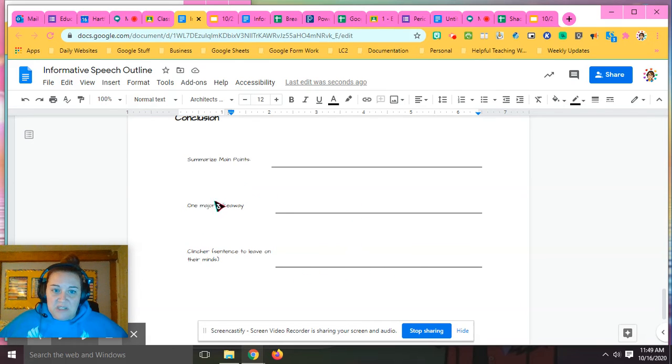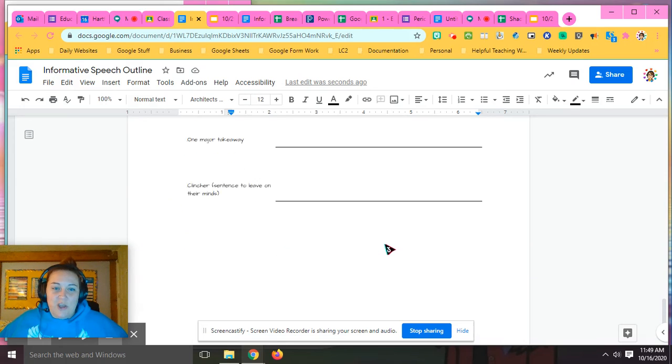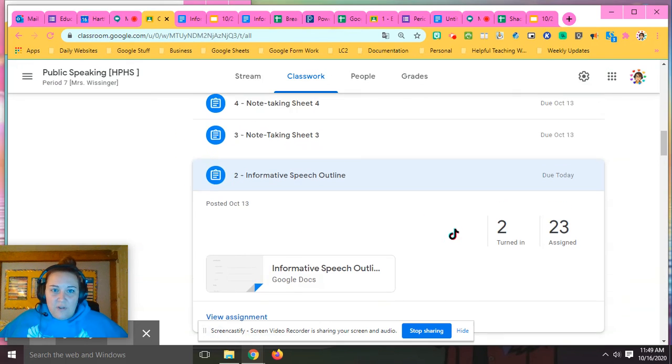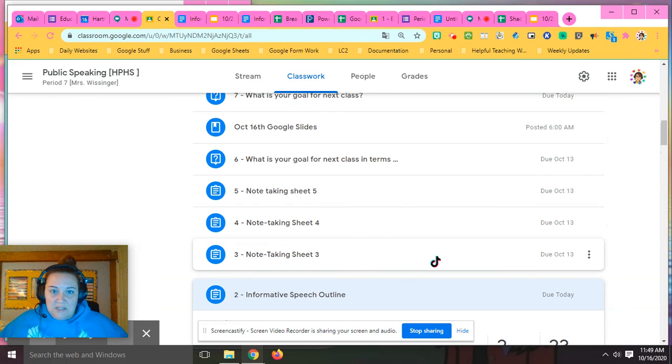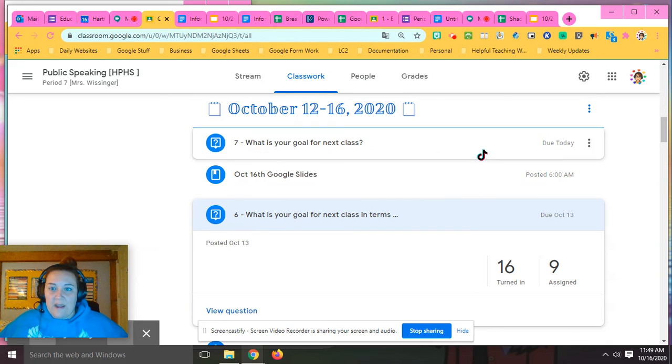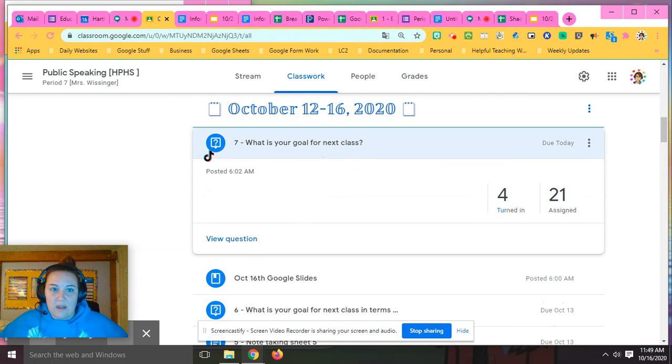Okay, these can be similar, but a clincher is going to be more cliche, just as a hook was to engage the reader. A clincher is a fancily worded sentence that will leave your reader feeling satisfied that they listened to your speech. So go ahead and get started on your outline. All right, and then after that, your note-taking sheet should have been done. And then after that, make sure that you set a goal for next class, which is right here in number 7.